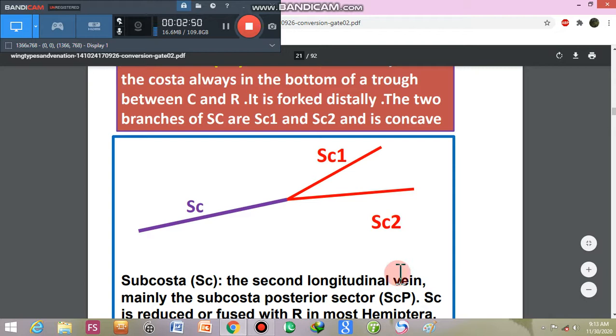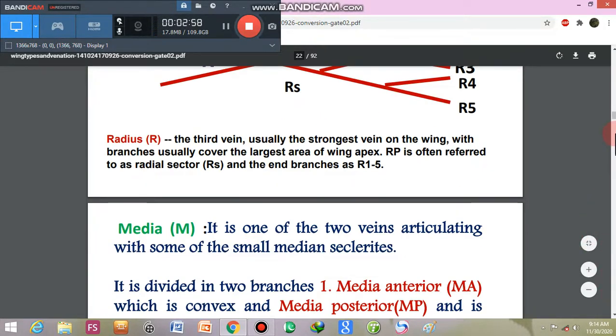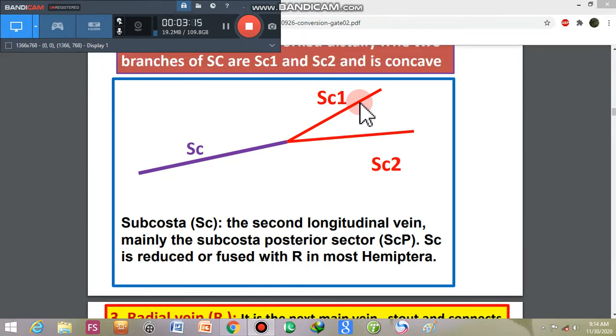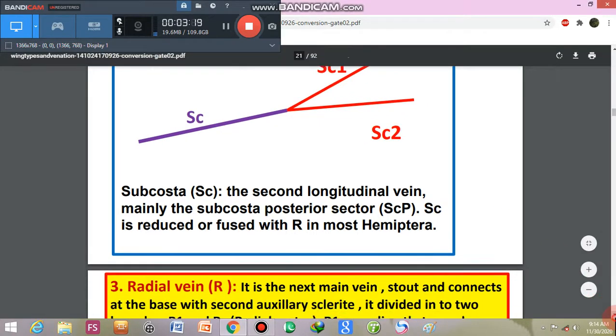Subcosta is the second longitudinal vein. Mainly the subcosta is posterior. It is reduced or fused with the radial vein in mostly Hemiptera. This is a subcostal vein. It divides into two. First branch is known as subcosta 1, SC1, and second is the subcosta 2, abbreviated as SC2.